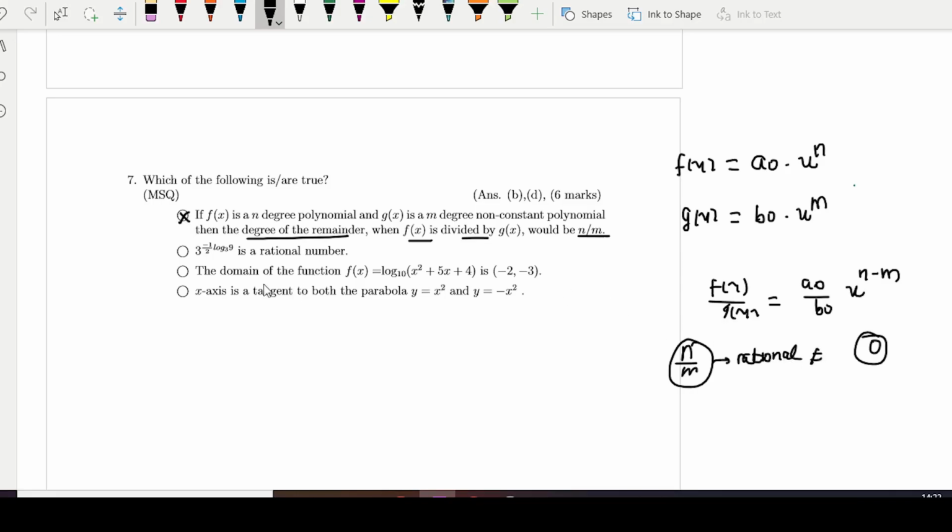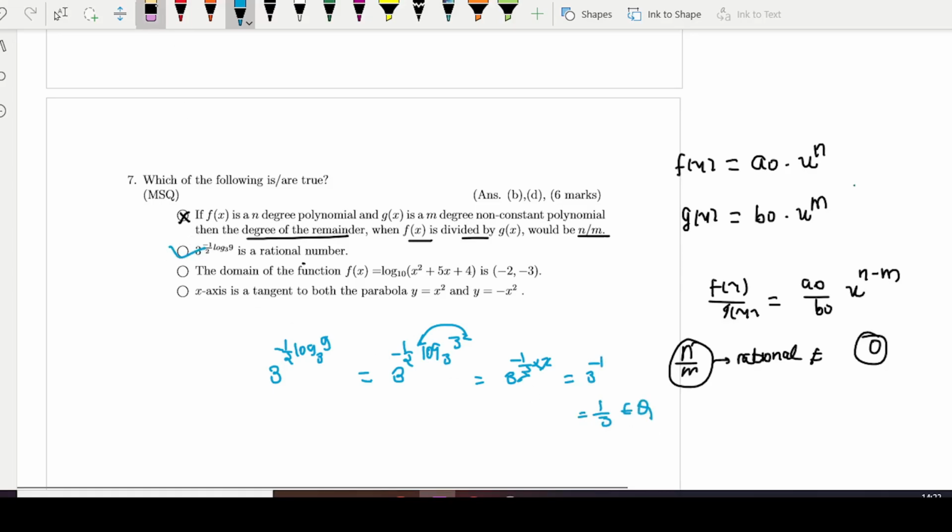The second statement is that minus 1 by 2 log 3 of 9 is a rational number. We can write this as minus 1 by 2 log 3 of 3 squared. The 2 will go outside, so it becomes minus 1 by 2 times 2, and the 2s will balance, so it becomes minus 1. That belongs to Q, so this is correct.